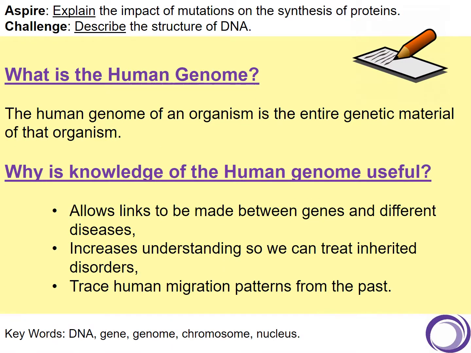And then moving on to the last slide, again, I've just given you some summary notes. So what is the human genome? The human genome of an organism is the entire genetic material of that organism. Why is knowledge of the human genome useful? It allows links to be made between genes and different diseases, increases understanding so we can treat inherited disorders, and allows us to trace human migration patterns from the past.